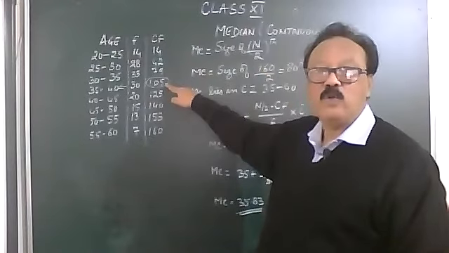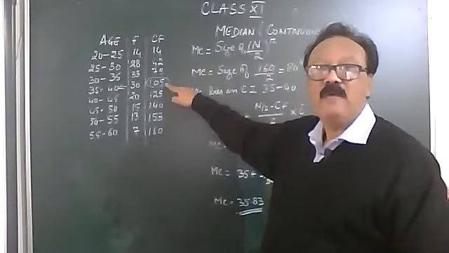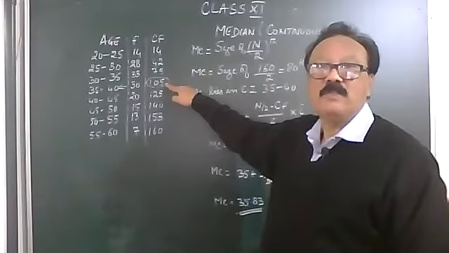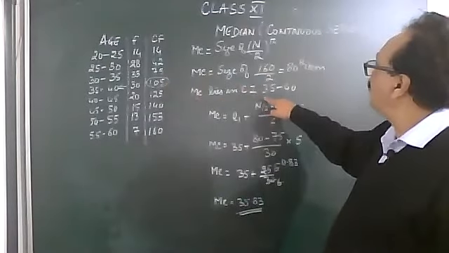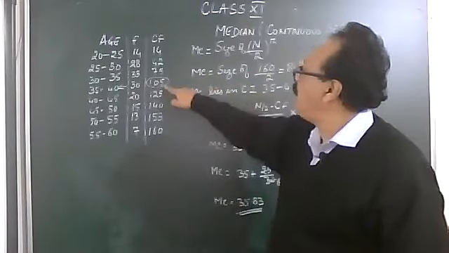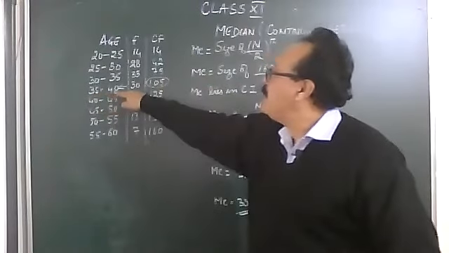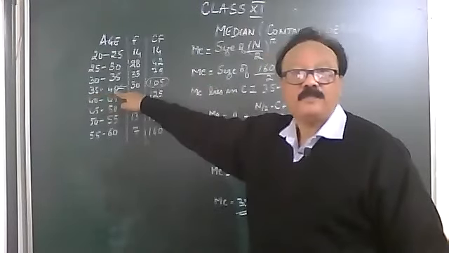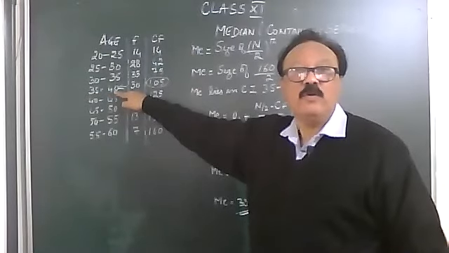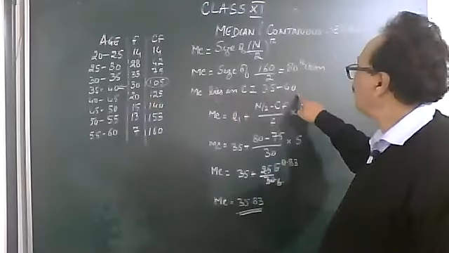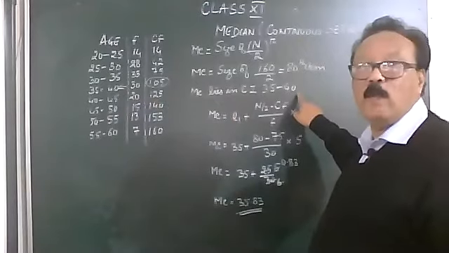This will help you to identify your CF and your F, because to find out, we will say the median lies in the class interval, this is the 105, it lies in class interval 35 to 40. So I know my answer has to be any value between 35 to 40. This is what it says. Now what is that value?